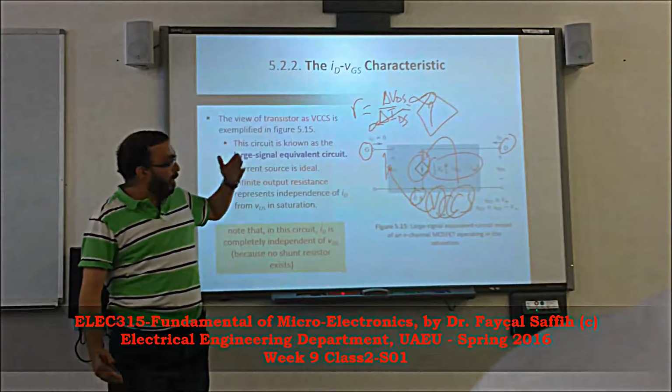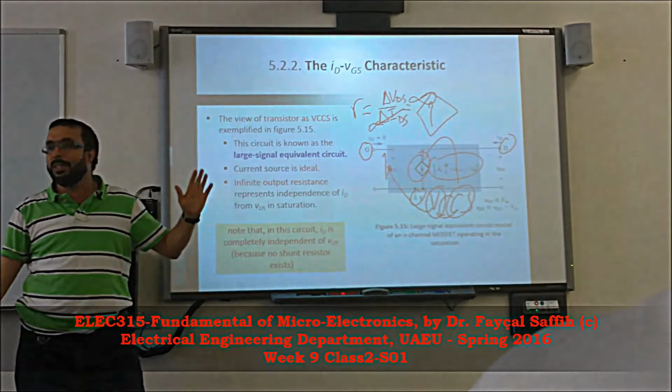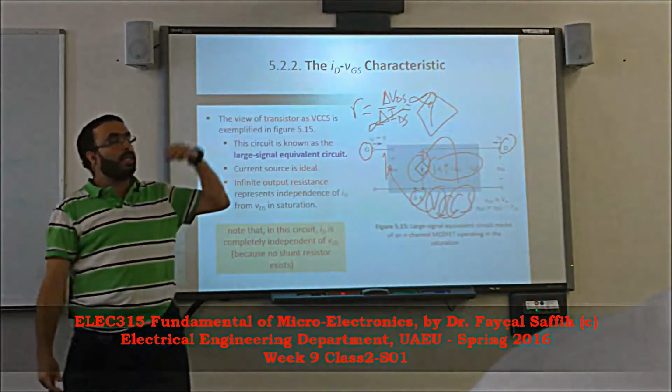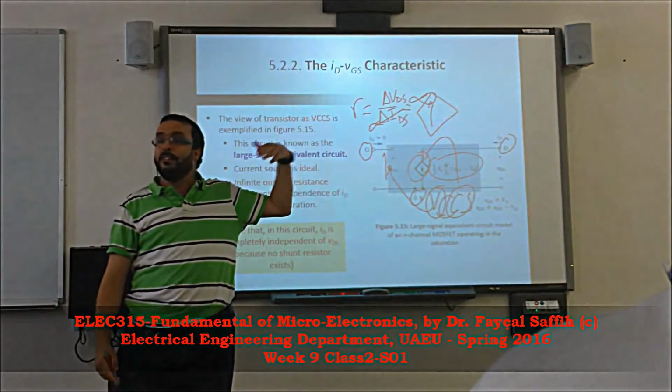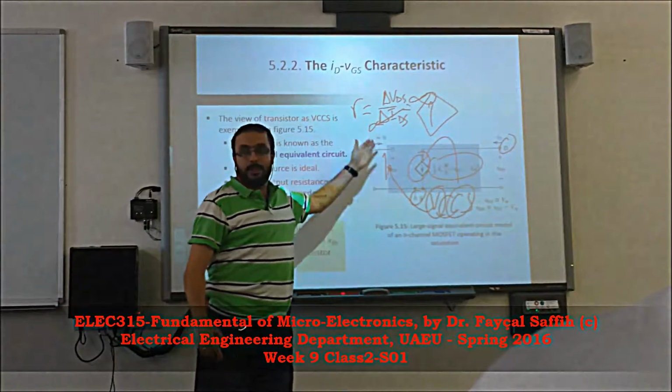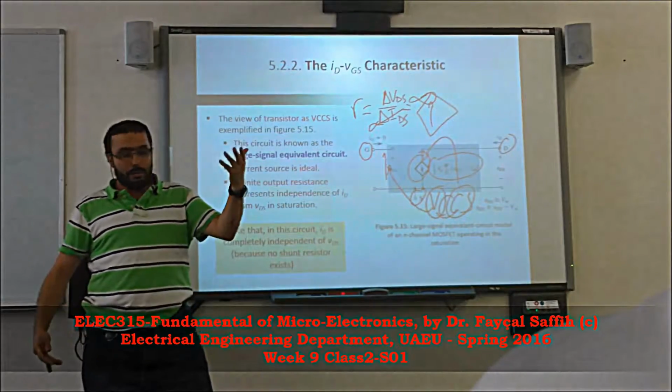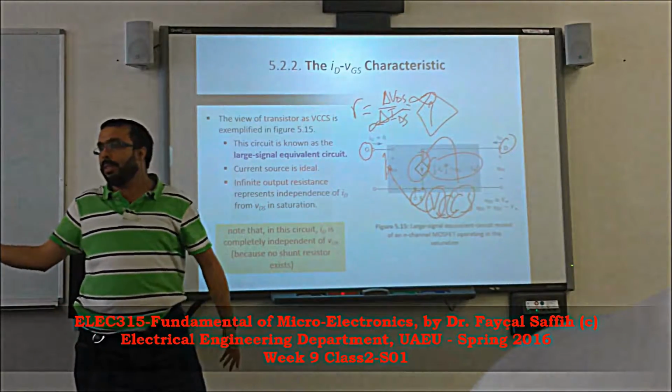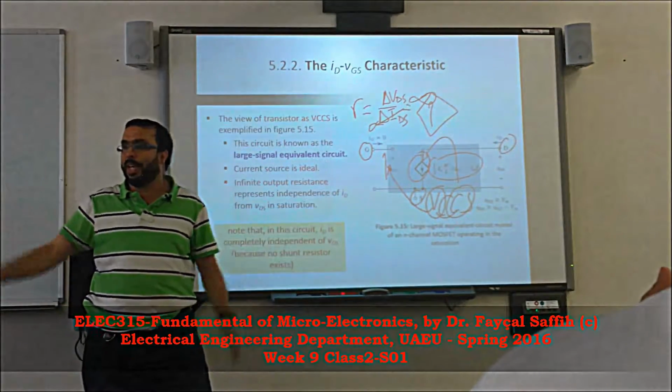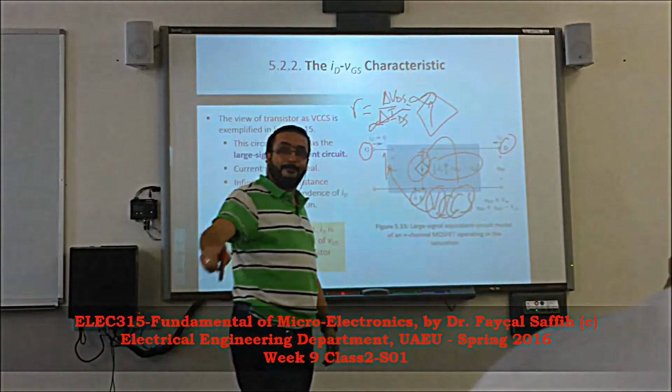So this is basically my model. I have absolutely no resistance. I have just a current source that is controlled by a voltage, VGS, on the other side. And that's it, my current source. The more the VGS, the more the current. That's it. But VDS has no influence over that. That is the saturation region, right?